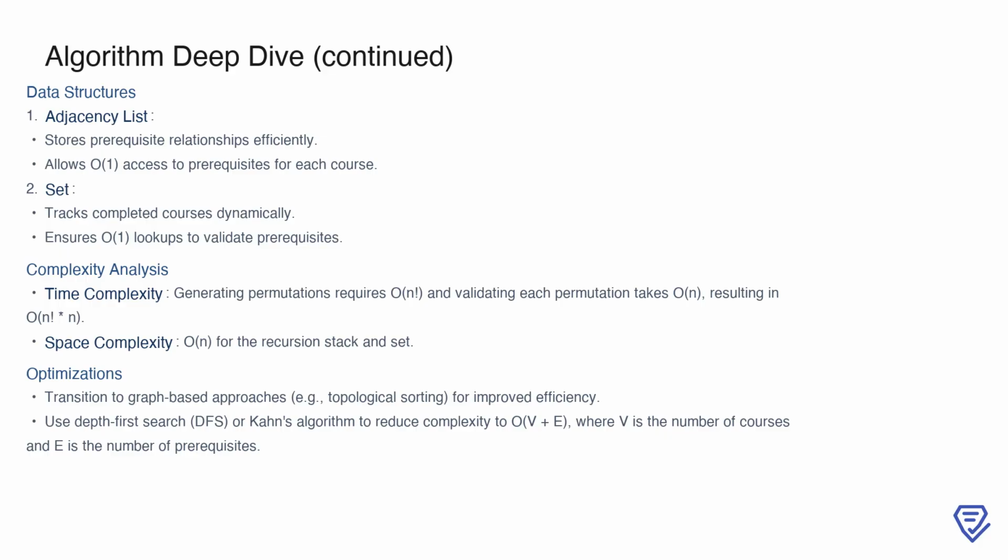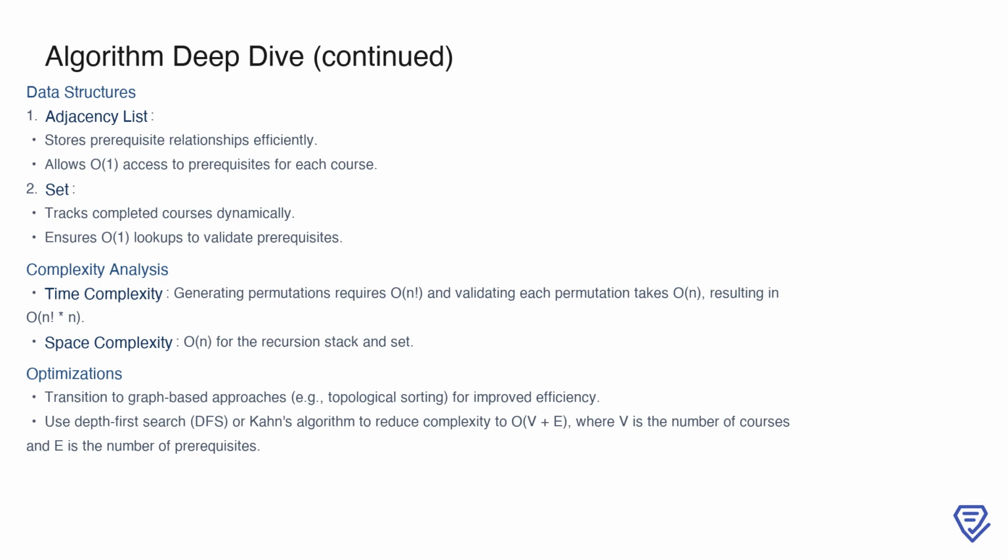Generating n factorial permutations requires O(n!), and validating each permutation takes O(n), leading to an overall time complexity of O(n! * n). Additionally, the space complexity is O(n), due to the recursion stack used in the backtracking process and the set used for validation. To address these inefficiencies, we can transition to graph-based methods like topological sorting.